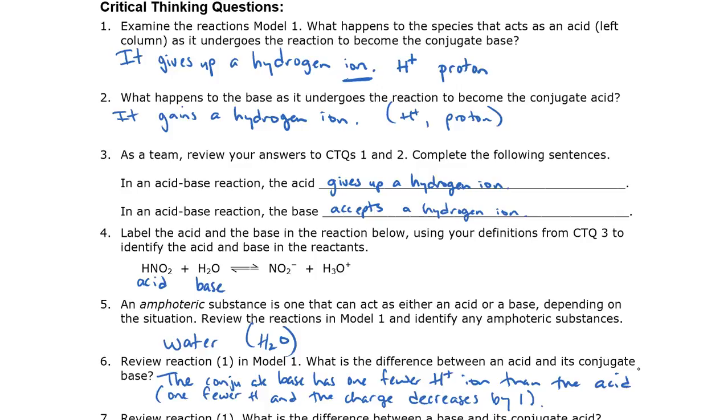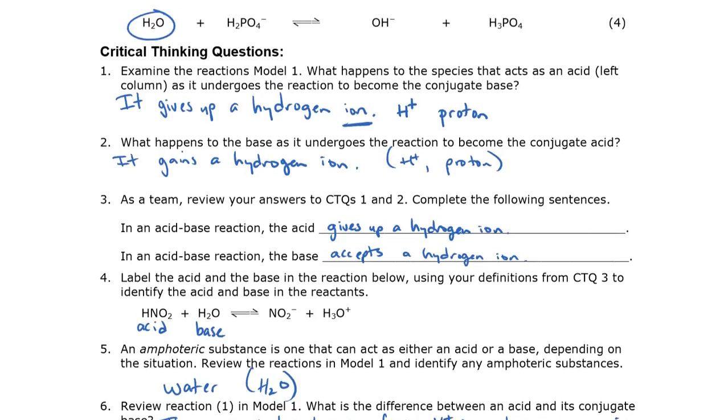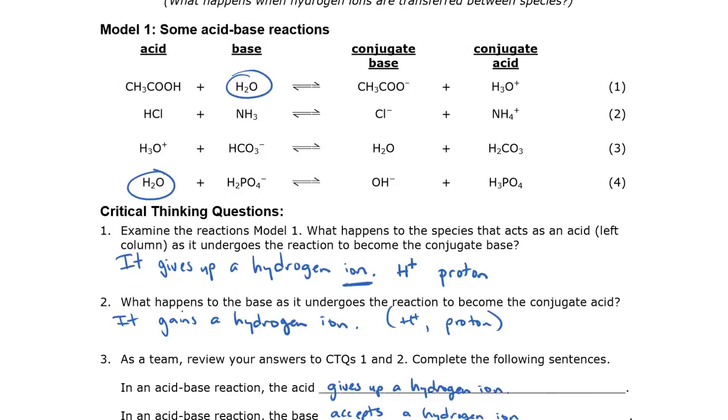The same thing we've been saying. Another way of saying that is one fewer hydrogen, and the charge decreases by 1. So what's not okay is to say that the conjugate base is negatively charged, because it's not always. In reaction 3, it's not negatively charged. But what I said is true. The charge has decreased by 1.